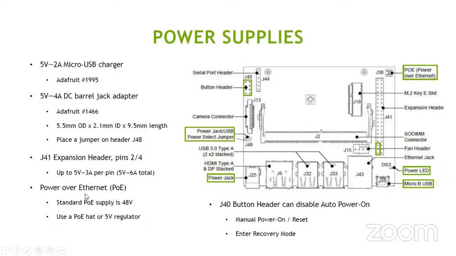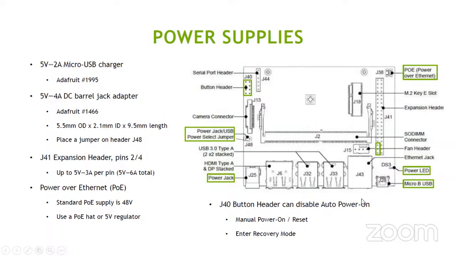Then power over Ethernet, PoE. Standard PoE supplies 48 volt, so use a PoE hat or a 5 volt regulator. You have to use a PoE hat, power over Ethernet hat, to power up using Ethernet. Then the J40 button header can disable auto power on. The button header is used to go.